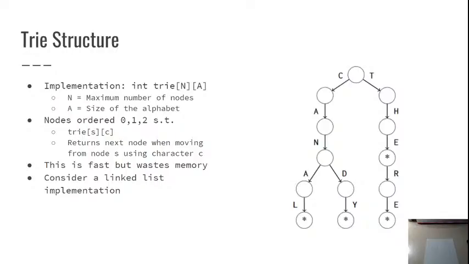The implementation we have here is a two-dimensional array with the maximum number of nodes and the size of the alphabet. The nodes are ordered, obviously, as they would be in a list. It's much like a linked list, in which if a trie node exists, we just have a value in that section of the array.